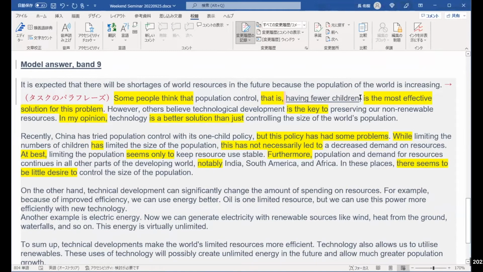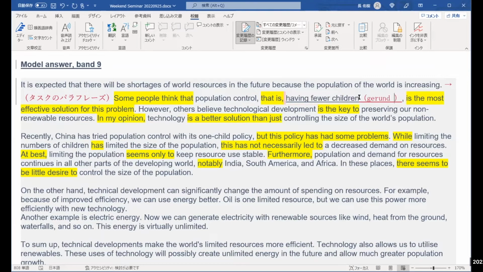because this is quite natural in a formal bit of English writing. I could leave it as a verb, but it wouldn't sound very formal. You know, we could say some people think that population control, that is, when people have lots of children, that would not sound particularly formal. And remember, in academic writing task 2, you don't have to be very formal, but you should try and have a little bit of that formality. So having fewer children, that's a noun, is the most effective solution for this problem.